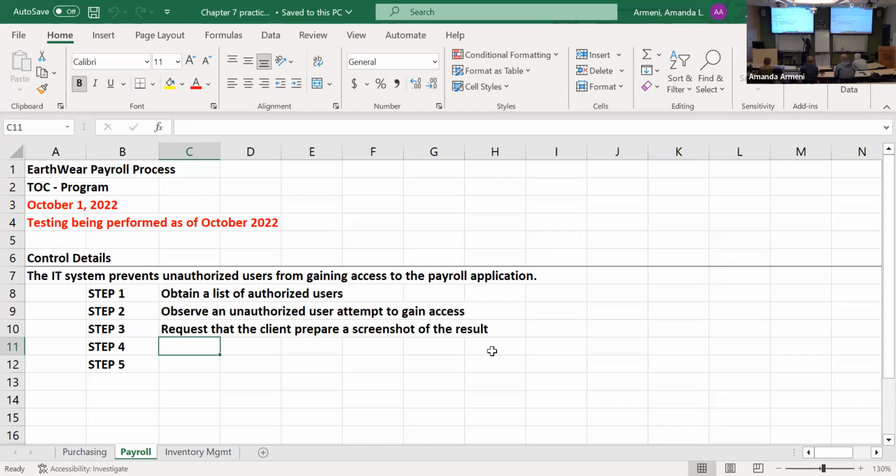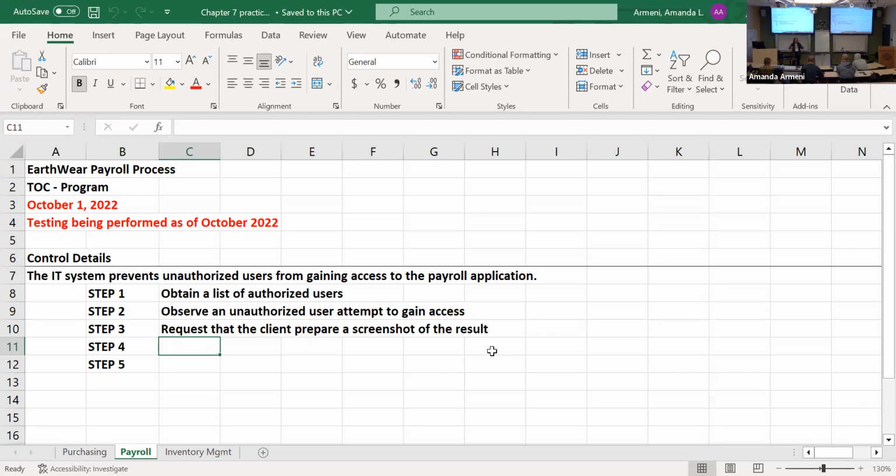Okay. Then step two, we can pick someone not on that list and we can ask them, Jake in the warehouse, go into the IT system and try to access the payroll function. And we would observe, right? So we would inquire of our client and then we would observe what happens when Jake from the warehouse tries to get into the payroll system.